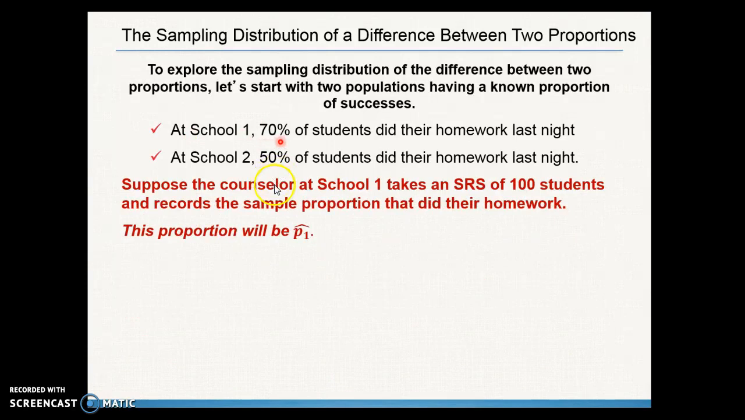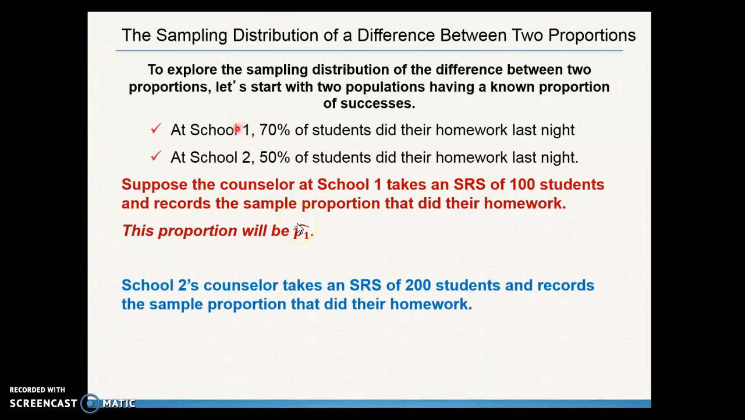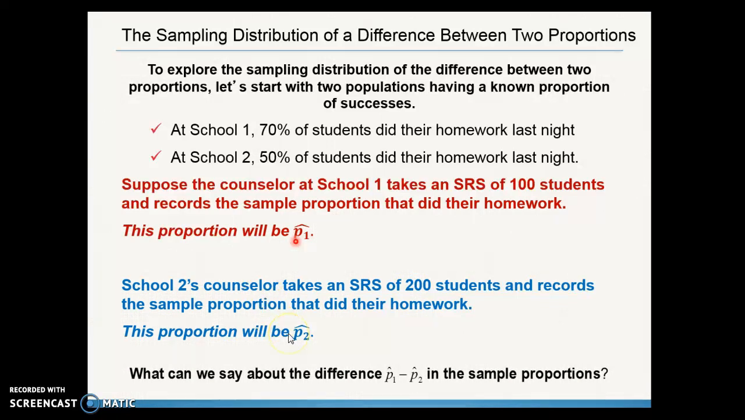All right, so let's suppose that the counselor at school 1 takes a simple random sample of 100 students and records the sample proportion that did their homework. That's actually going to be p hat 1. School 2's counselor takes a simple random sample of 200 students and records the sample proportion that did their homework. That's going to be p hat 2.